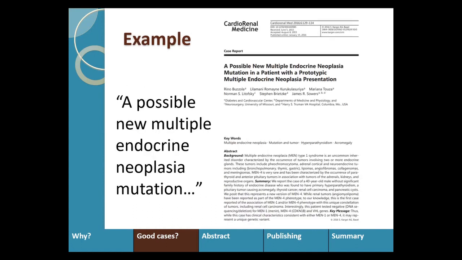An example of a case report that was published without a 100% clear diagnosis is shown here. So the authors here describe a possible new MEN mutation in a patient who really looked like they had a MEN, but the usual mutations were not detected by PCR assays. So they stated that this was a possible new multiple endocrine neoplasia mutation.